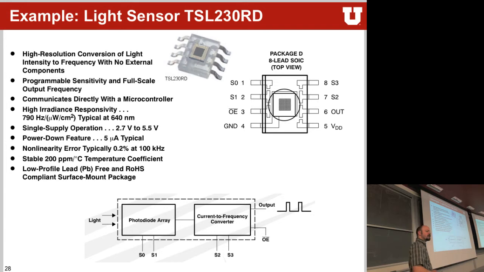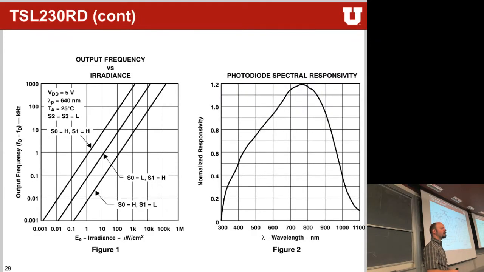Here's another sensor. This is a light sensor. In this case, this is a light to frequency sensor. If you look at the data sheet, you find something like this, where you have a photodiode array, a current to frequency converter inside, and it outputs the frequency. Plus, you get four different pins for different configurations. Going into the data sheet, we find graphs, which will tell us what frequency corresponds to what light intensity. So for example, in this case, you have the different S0 and S1 configurations, which will switch around this particular curve. And then you can look at the different irradiance and what the frequency will be in your system.